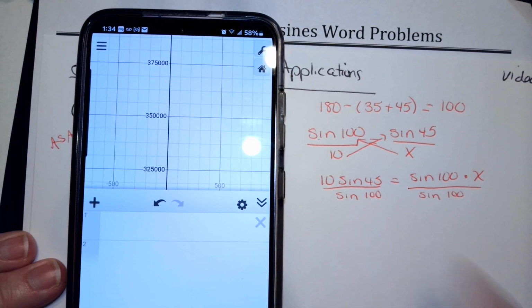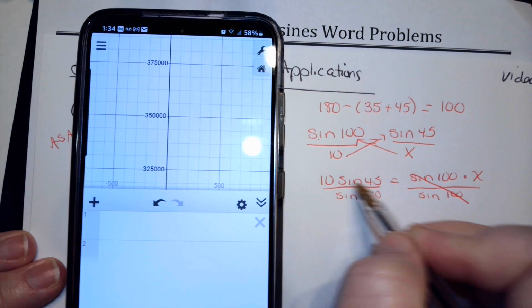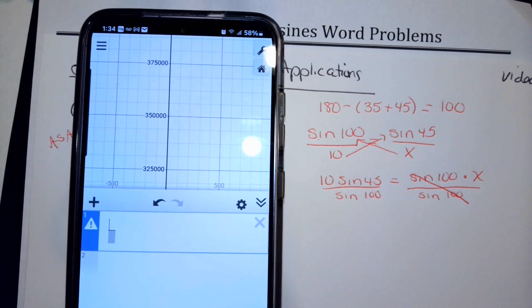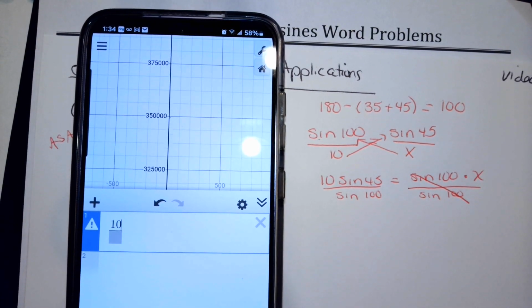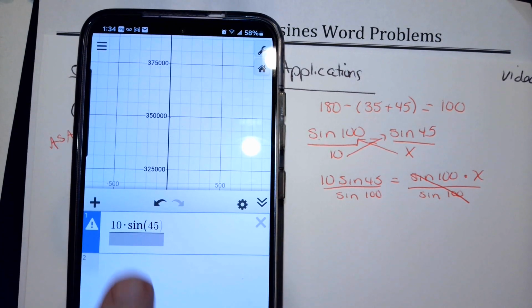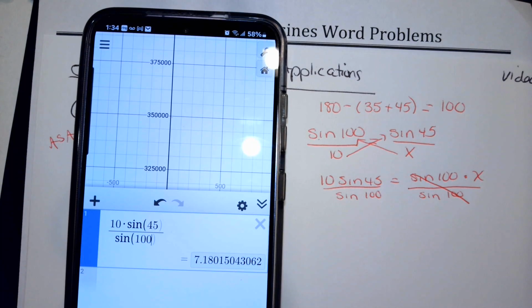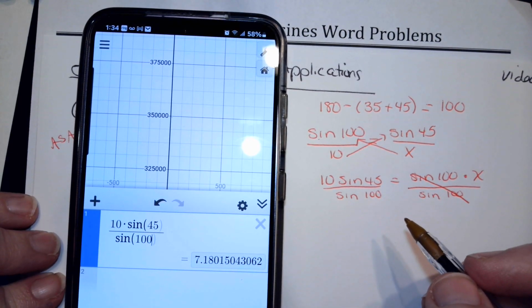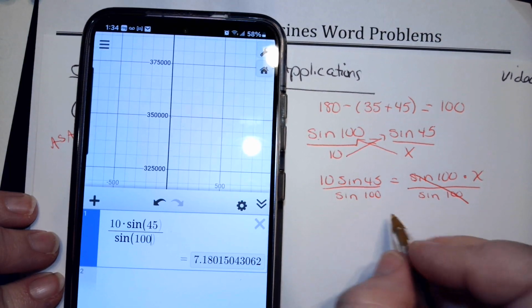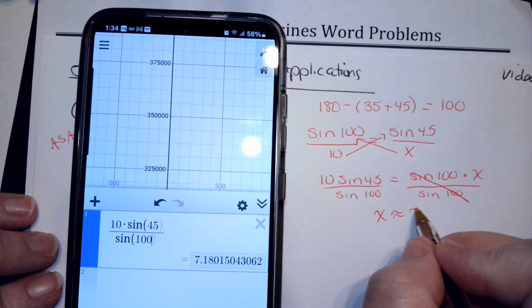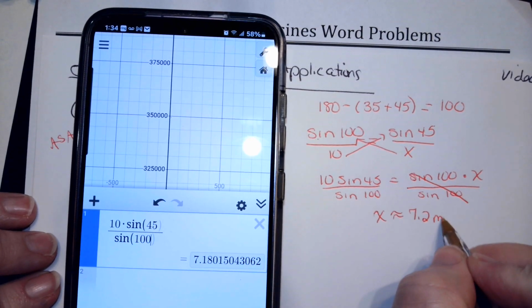Alright, so these will cancel out. I'm going to put this in right here. I'm going to say, got my division to bring up my fraction bar, 10 times the sine of 45 over the sine of 100. Since this is a side, let's round to the nearest tenths. So here x is going to be approximately 7.2, and I think it was miles, wasn't it?